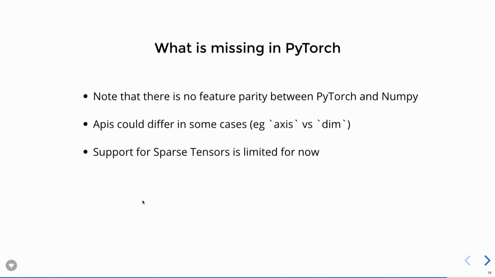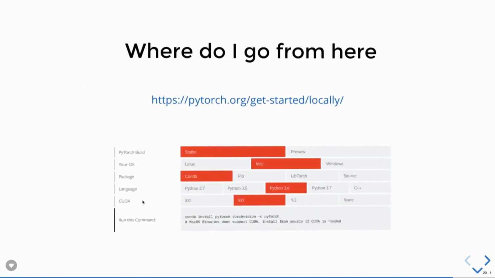But that doesn't mean that PyTorch is the perfect thing. Of course, there are things missing in PyTorch. For example, there is no feature parity for axis versus dim. It's a minor thing, but it's still annoying at times. And if you have use cases which rely heavily on sparse tensors, then probably PyTorch is not the right thing for you. As of now, support for sparse tensors is quite limited, which would definitely be improved in the future.